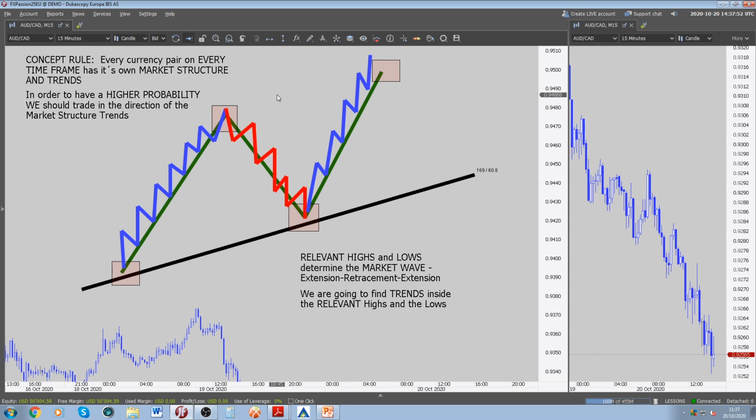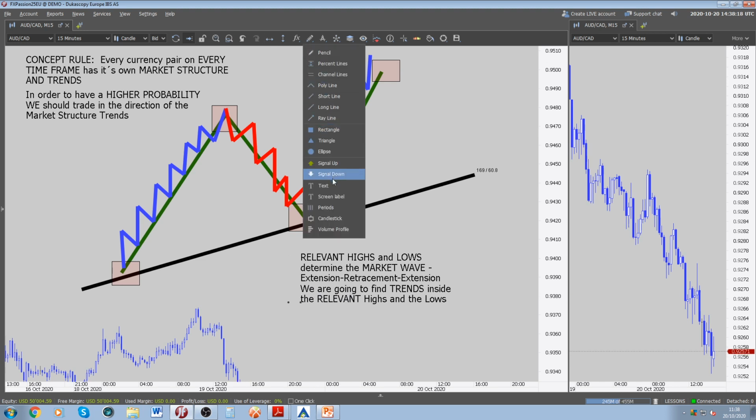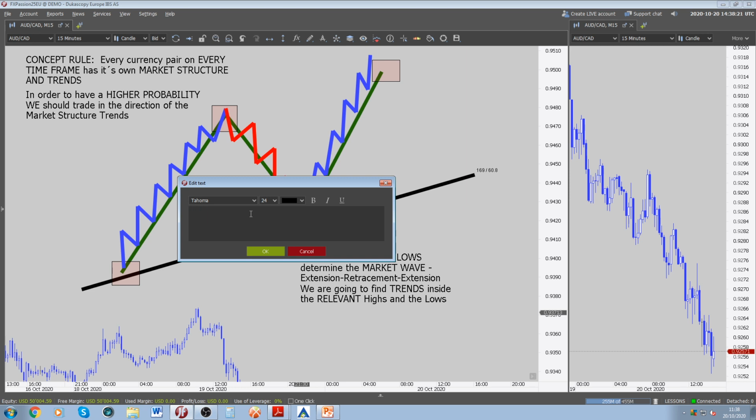How can we identify relevant highs and lows? What is the definition of relevance? Important. Relevant highs and lows are the important ones. Okay? And one more, maybe I can help you. Great question. So relevant highs and lows are the border lines between extensions and retracements.